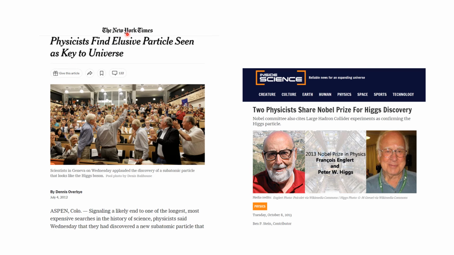Here is an article from the New York Times, July 4th, 2012. You see all of these people cheering, but they're not cheering because it is the 4th of July. These are scientists in Geneva at CERN looking at the results of the most recent experiments from the LHC, the Large Hadron Collider, that confirmed the existence of the Higgs boson. And this ended a sort of 50-year search for the Higgs boson.